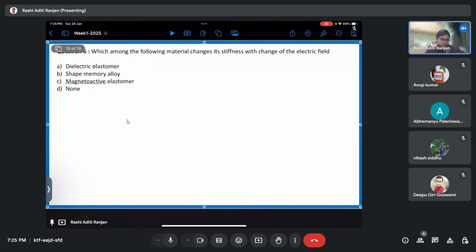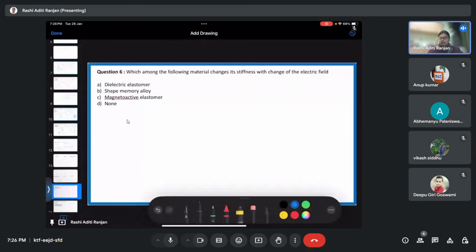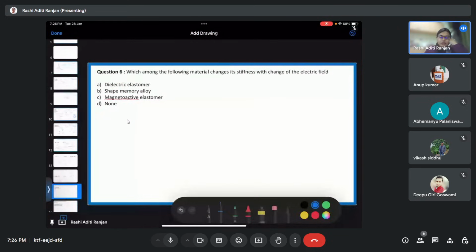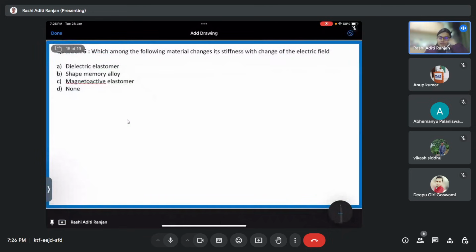Now coming on to question number 6. The question says, which among the following materials changes its stiffness with the change of electric field?